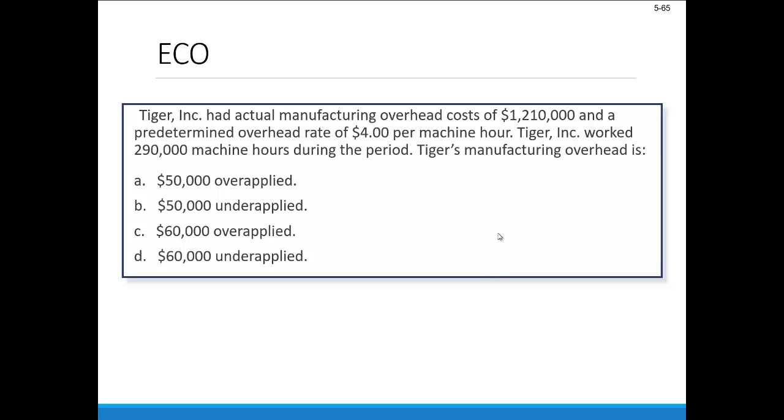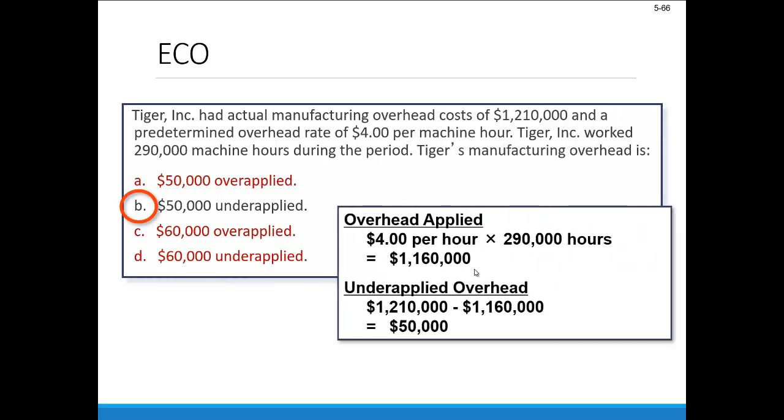Okay, let's try an example here. Tiger Inc. had actual manufacturing overhead costs of $1,210,000 and a predetermined overhead rate of $4 per machine hour. Tiger Inc. worked 290,000 machine hours during the period. Tiger's manufacturing overhead is either $50,000 or $60,000 over applied or under applied. Pause this, work through it, and then I'll have the answer here. So the answer there is $50,000 under applied, letter B.